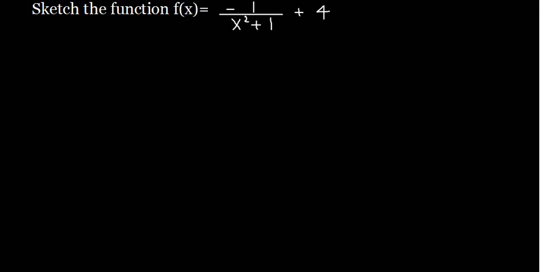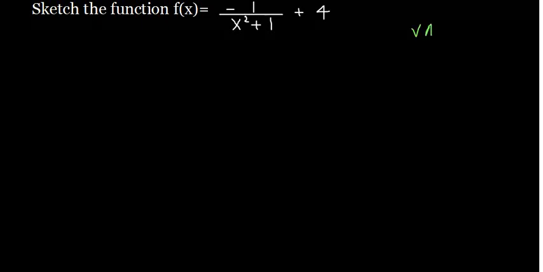Sketch the function f of x is equal to -1 divided by x squared plus 1, plus 4. For a rational function, what we need to find is the vertical asymptote and the horizontal asymptote. The horizontal asymptote is given in terms of y values, the y value that the function will not be able to touch.